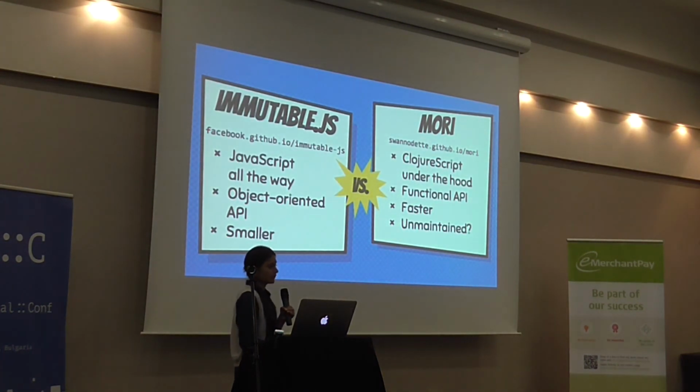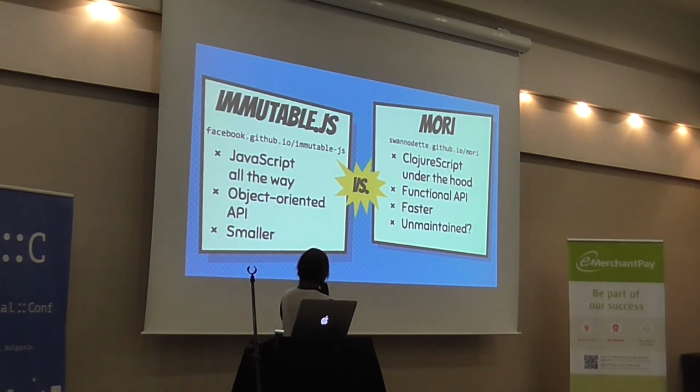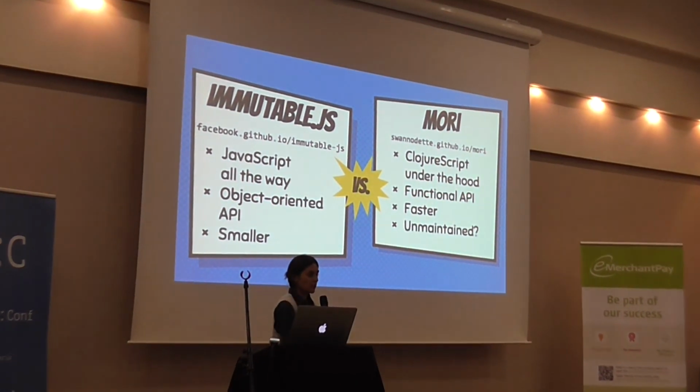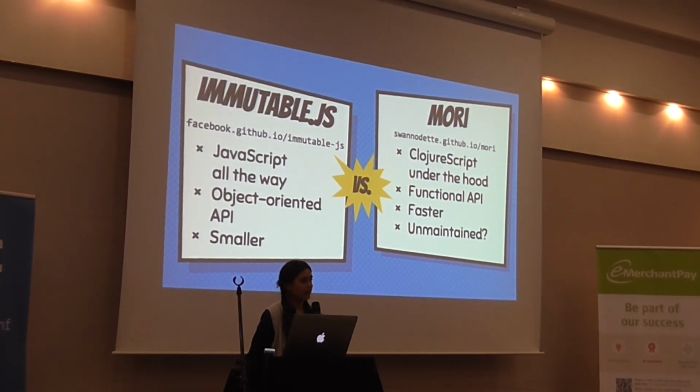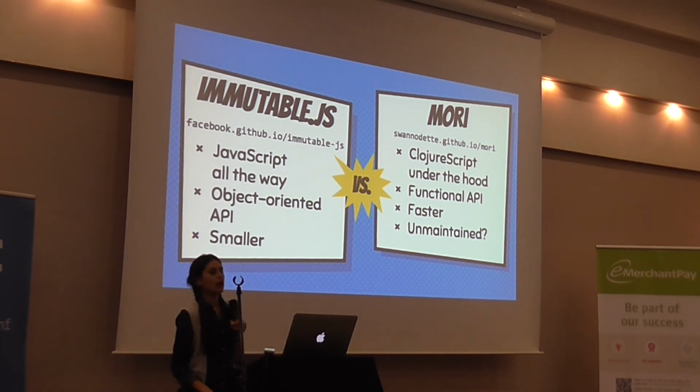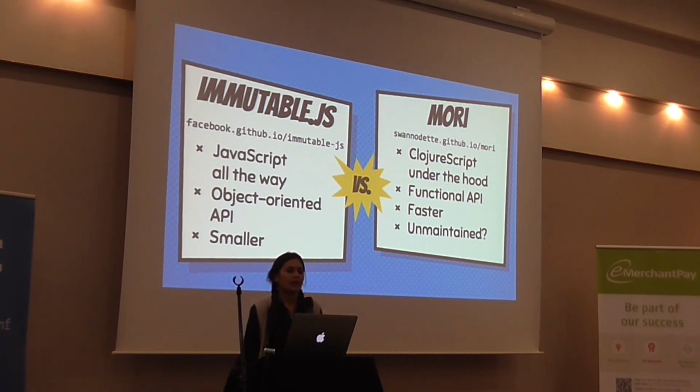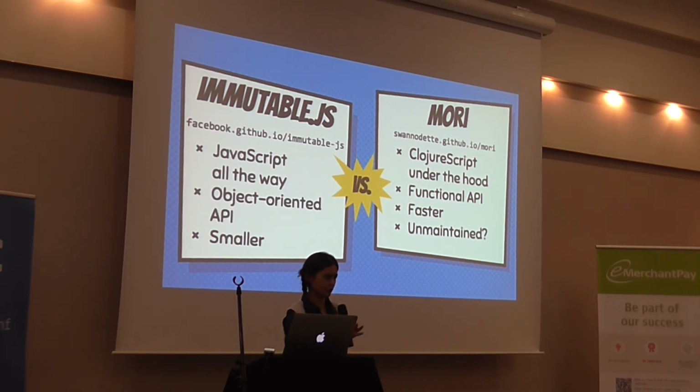Now, there are a few other differences. As I said, Mori is from the ClojureScript world. Immutable.js is just JavaScript through and through. You might have feelings about that. I don't know. Immutable.js is a bit smaller, so if you want to be loading this on the client side, it might make sense. Mori works really well with Node, for example. Mori, though, doesn't seem to have been updated in the past couple of years, so I'm not entirely sure what the future of that will hold.